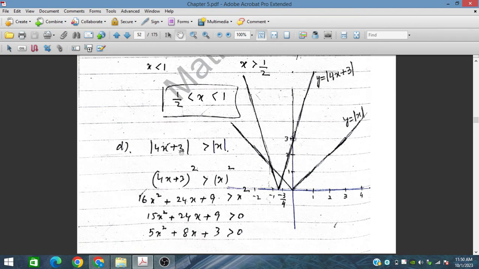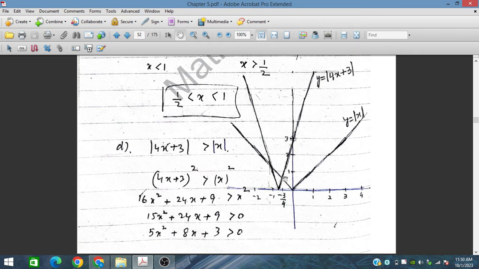4x + 3 is greater than x. So |4x + 3| is greater than x in this region. Here this curve is above this line, and here this curve is above this line, and in this region this line is above this line. So here |x| is greater than |4x + 3|. So we have to find this region.